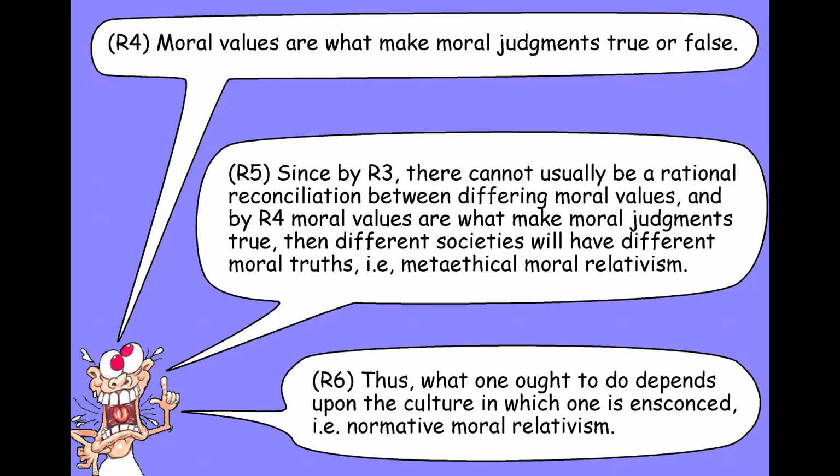So there's our argument. It goes from descriptive moral relativism to infer the truth of meta-ethical moral relativism, and from there to infer the truth of normative moral relativism. That's our argument. So how's Rachel going to respond to this argument?